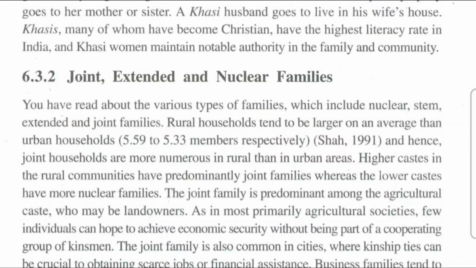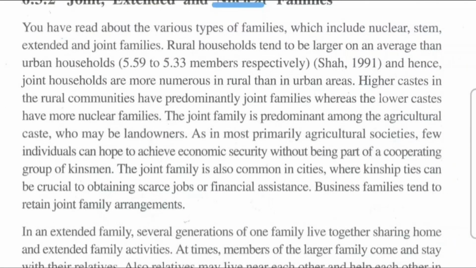6.3.2 Joint, Extended and Nuclear Families. You have read about the various types of families, which include nuclear, stem, extended and joint families. Rural households tend to be larger on average than urban households, 5.59 to 5.33 members respectively (Shah, 1991), and hence joint households are more numerous in rural than in urban areas. Higher castes in the rural communities have predominantly joint families, whereas the lower castes have more nuclear families.